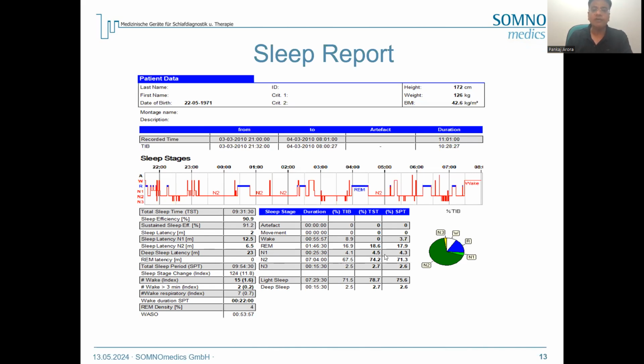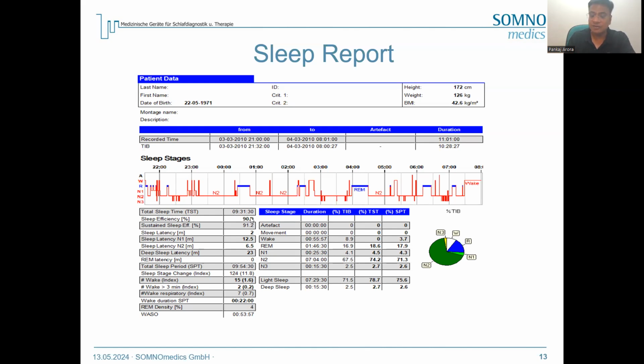So this is how we come to know that this person was mostly in stage N2 or N1, but not in N3. Probably he was feeling lethargic because he was not going to N3, and because of whatever issues, he was not able to go to stage N3. In this case, total sleep time is 9 hours 31 minutes, because he slept for 9 hours 30 minutes. So his sleep efficiency was 90%.